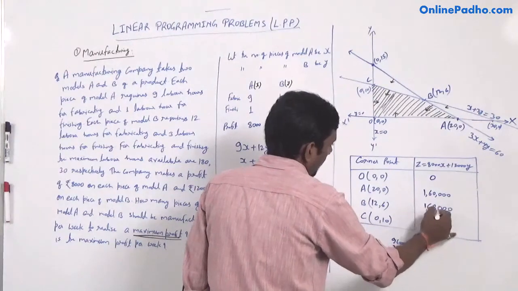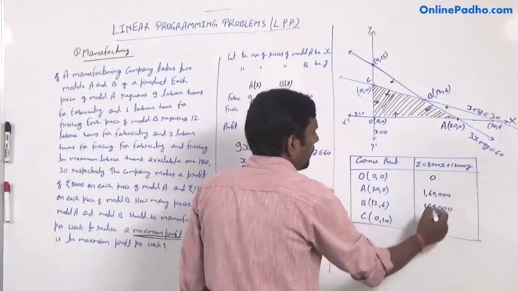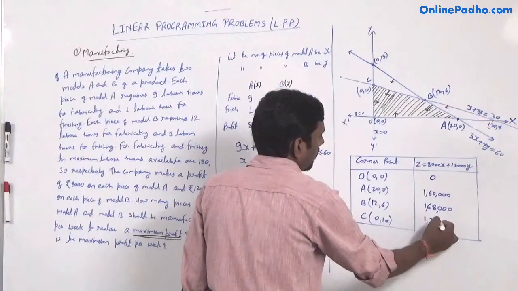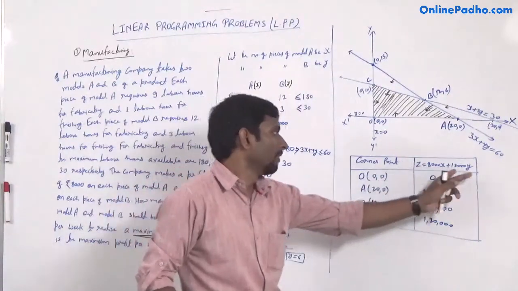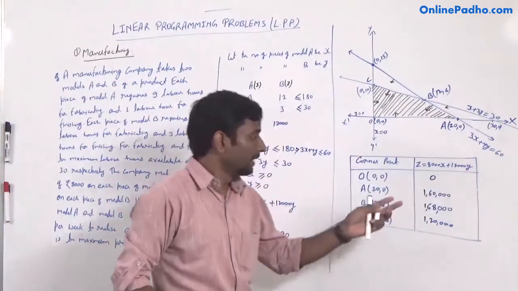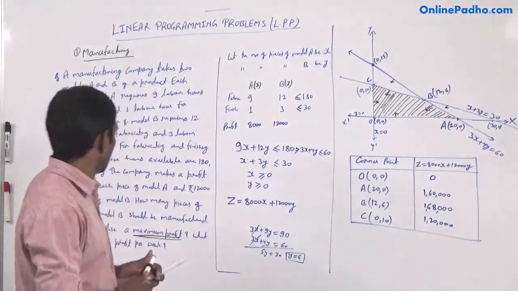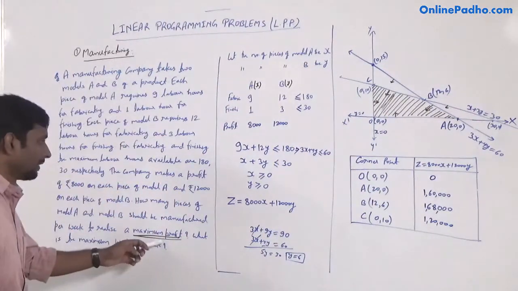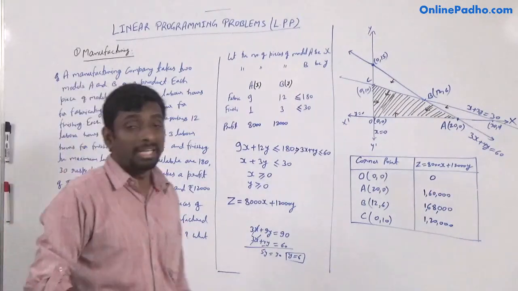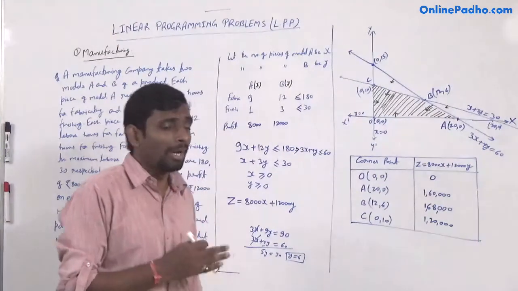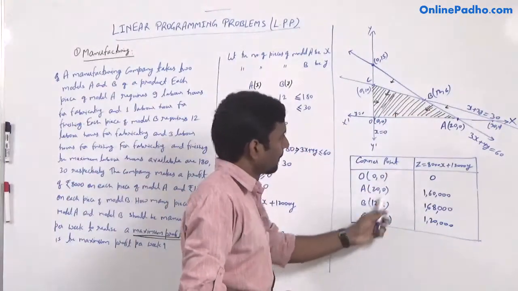We'll get 0 at (0, 0), and this is 1,68,000, and the fourth one (0, 10) will be 1,20,000. We need to put the values of x and y in place of x and y in z. We'll get the value of z. Now see, we have to find the maximum profit. So what is the maximum profit here? 1,68,000. And at which point do we have maximum profit? At point (12, 6).